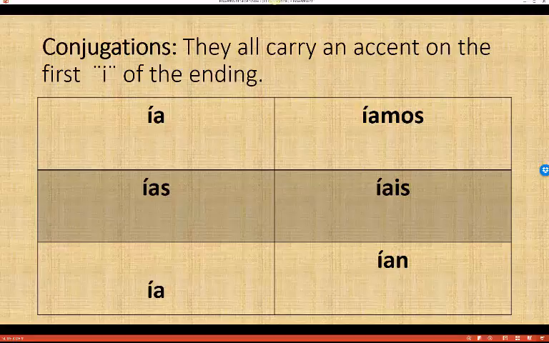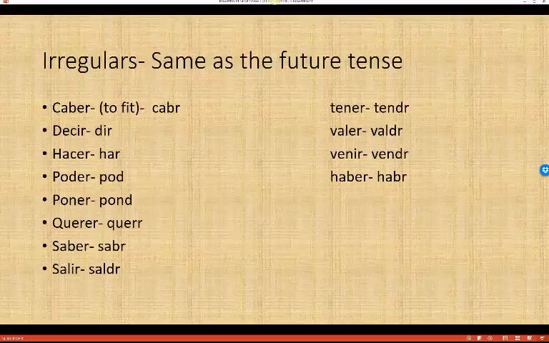And we only have about 12 irregulars, so that's nice. And they're the same irregulars as the future. So here they are. So really, the irregular piece of these verbs in the conditional is the root of the verb and not the ending. So that's kind of nice. So caber becomes cabría, cabrías, cabría, cabríamos, cabríais, cabrían. Decir, diría. Hacer, haría. Poder, podría.